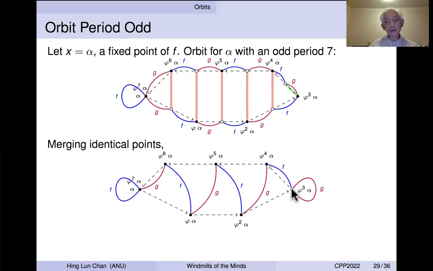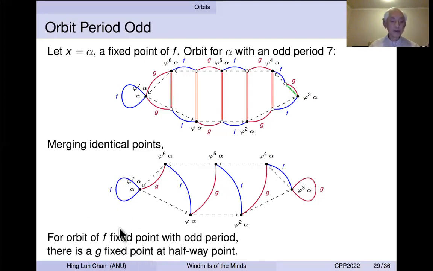And what we find is that we have a g fixed point, right? Not an f fixed point. This is an f fixed point. This is a g fixed point at the right-hand side. And so this tells us that for an orbit starting from an f fixed point, but with odd period, there is a g fixed point at the halfway point.